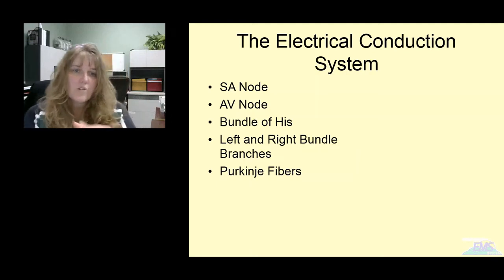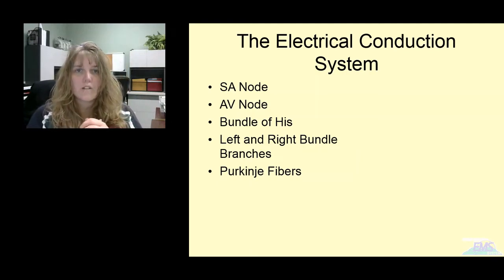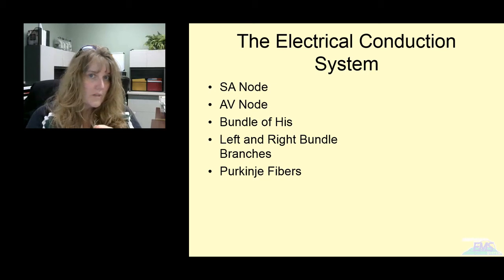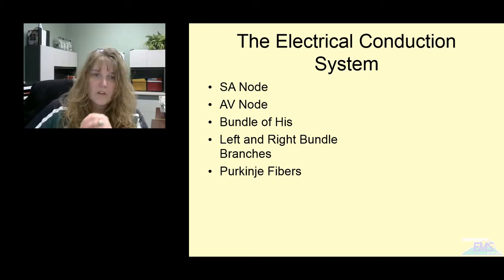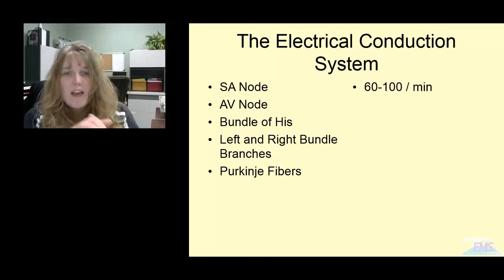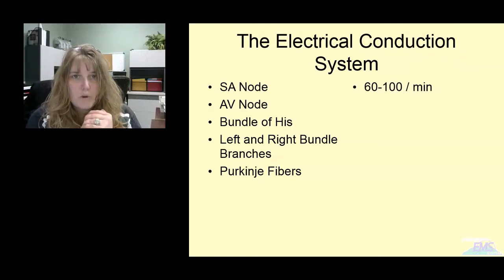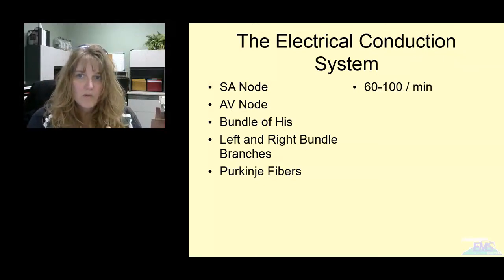With the electrical conduction system, we start with the primary pacemaker, which is the pacemaker that has the fastest rate. The primary pacemaker for the heart is supposed to be the SA node if it is functioning like it's supposed to, and it will fire at a rate of 60 to 100 beats per minute. Of course, we know there can be abnormalities with the SA node and it can fire slower or faster, but that is our primary pacemaker.